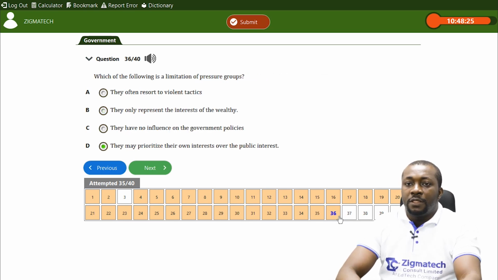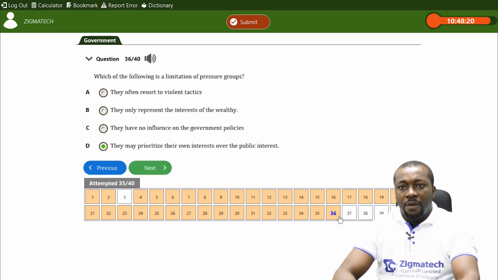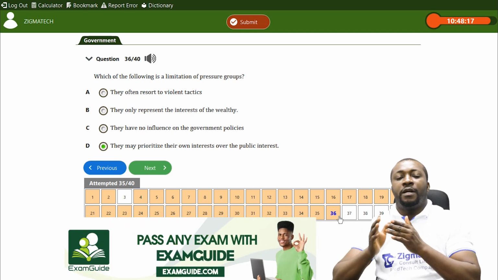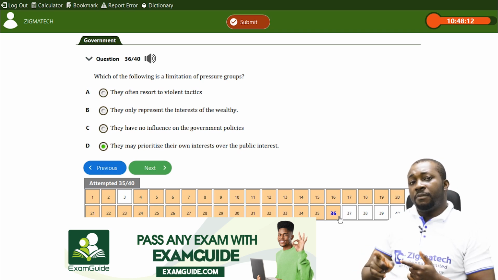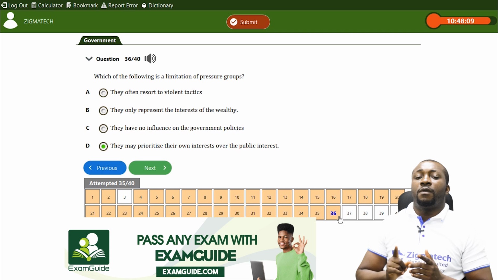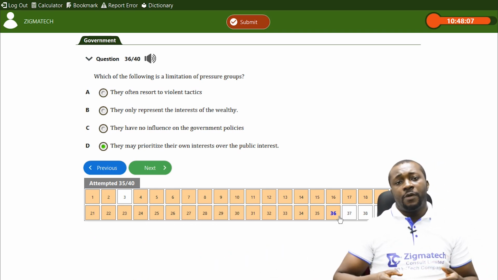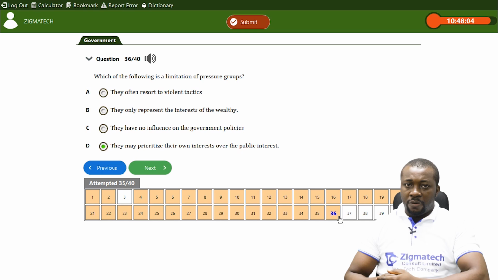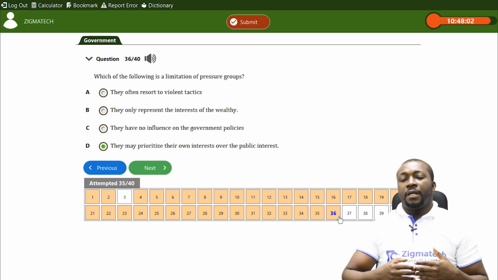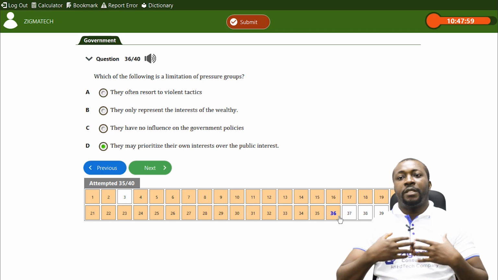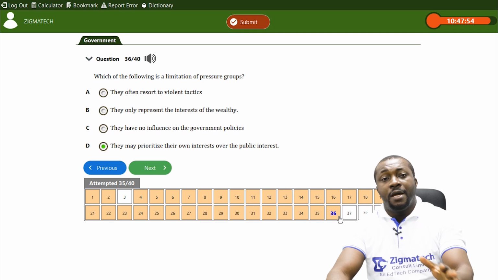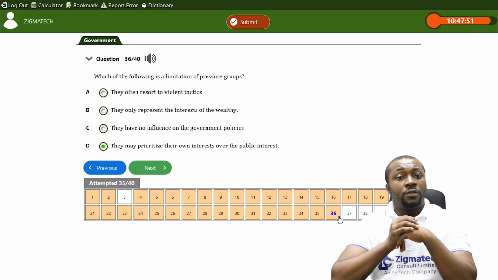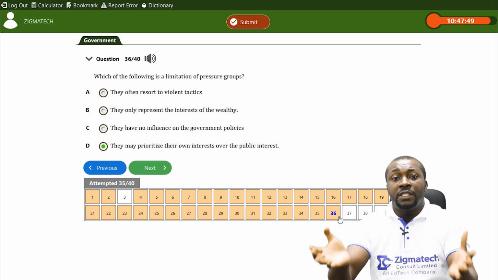Now, question 36 says, which of the following is a limitation of pressure groups? Option A says they often resort to violent tactics. It may be tempting to choose this option when you remember a type of pressure group that we call anomic pressure group. This is a type of pressure group that comes out spontaneously. No particular leadership, no organization, it carries out the objective, which is usually violent in nature, and disappears once the objective is achieved. You don't see it again.